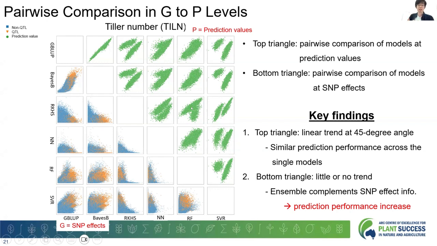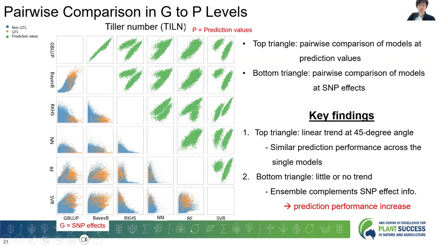It's representing that each of the single models returns similar prediction results, although the same input was given to all the different single models here. This supports the idea of why we get similar prediction performance in the previous few slides. This is simply because they return similar prediction values in the end, although they are very different from each other. So this is the first key finding from the top part.